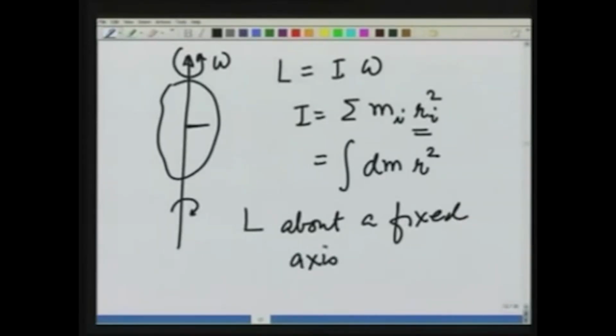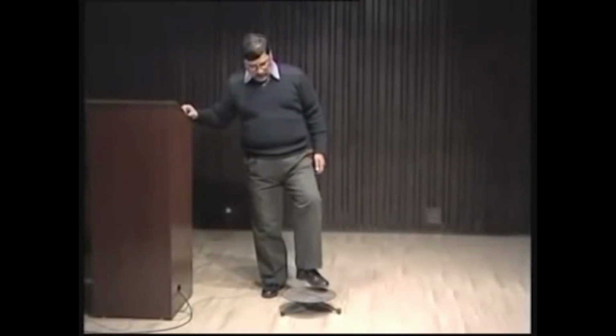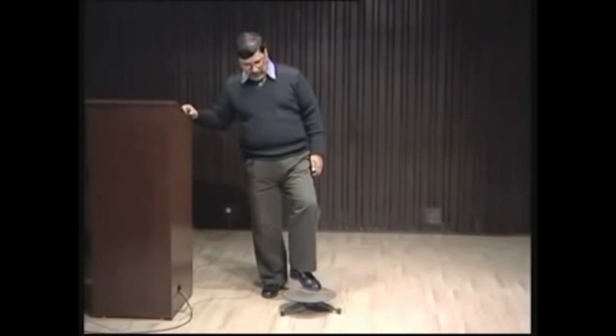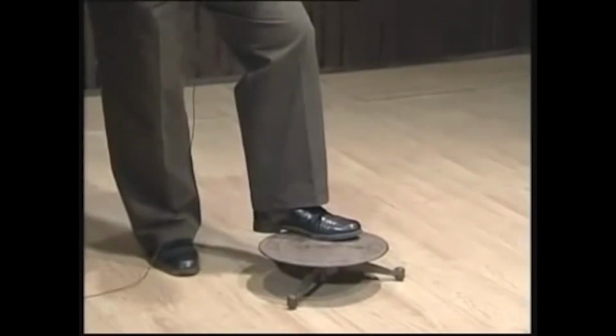Having discussed angular momentum, now I am going to illustrate how angular momentum really affects rotational motion in different situations. As a first example, I take this platform which can be freely rotating. If I stand on it and start rotating, I will have an angular momentum about the axis.